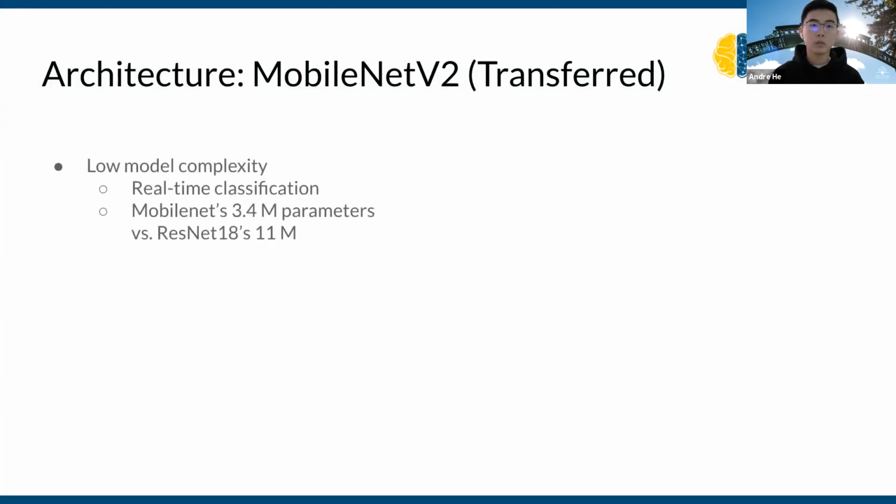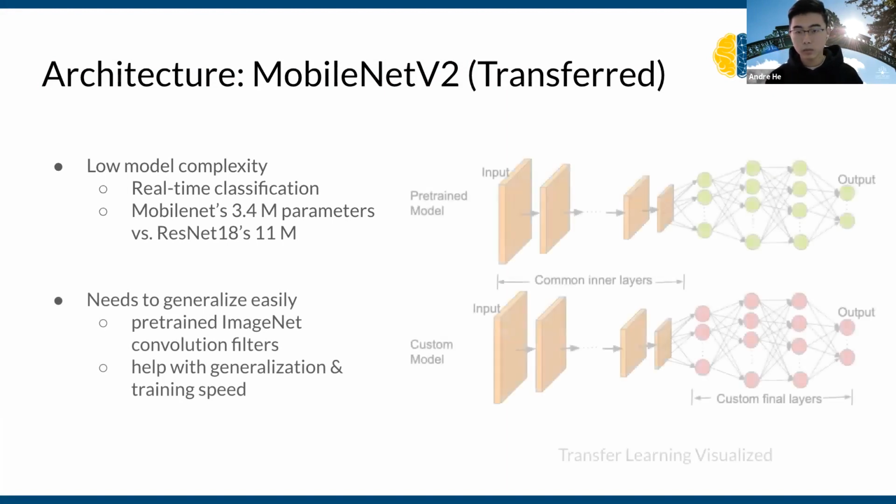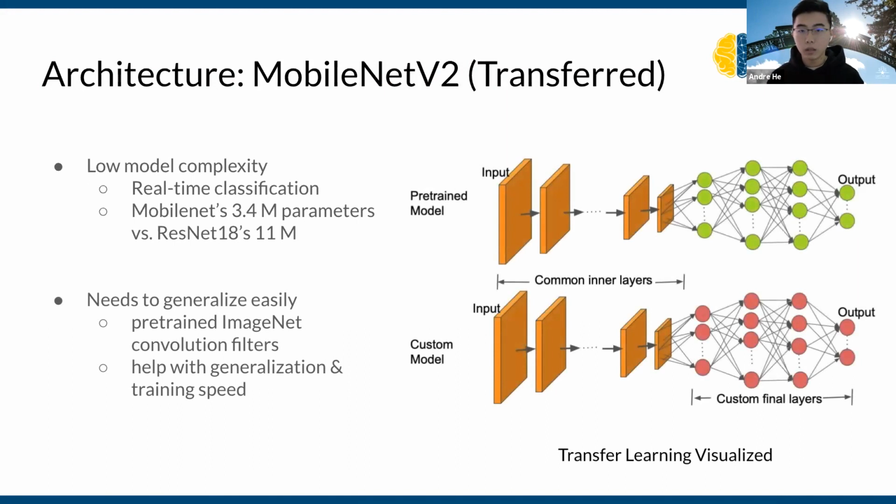Now, when we were choosing the architecture, we had 2 main objectives in mind. The first is to choose a model with low model complexity and specifically fast feed-forward runs, because we want to be classifying on frames of a video in real time. So the faster the feed-forward, the better. And the second objective was to choose a model that would more easily generalize to this task, because as mentioned before, our main problem was this data set lacking variation. That's why we use convolutional filters that are pre-trained on ImageNet for this task, because the images in ImageNet include all kinds of colors, textures, and shapes. So these learned convolution filters should help us avoid overfitting. Now, it also helps with training speed because we won't be training all the filters from scratch.